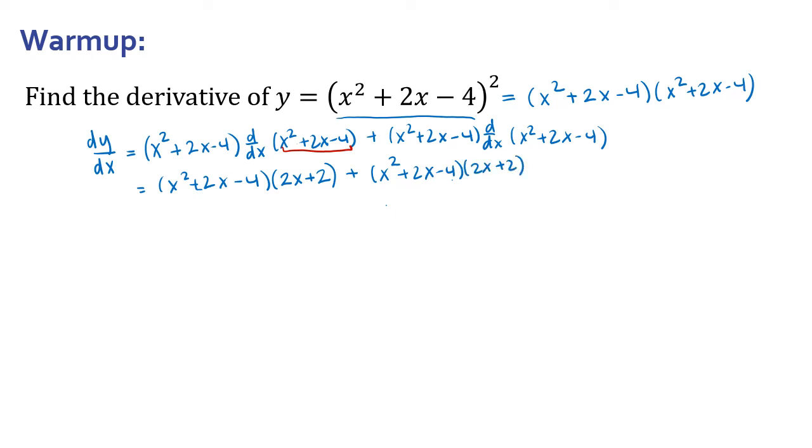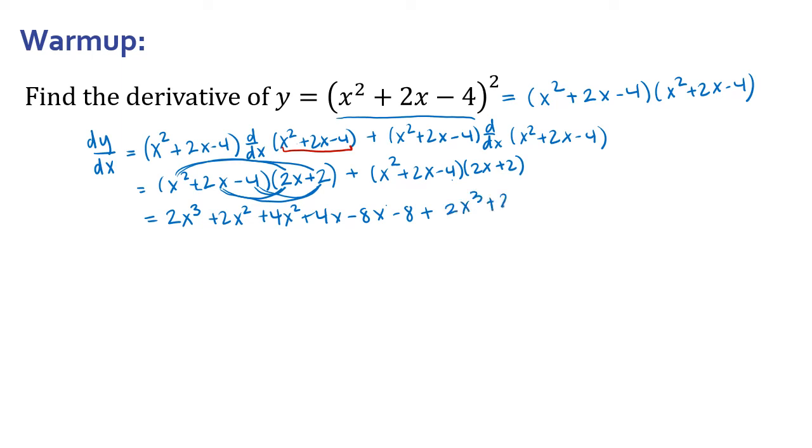Now we've got to multiply this all out. This is going to give us 2x cubed plus 2x squared plus 4x squared plus 4x minus 8x minus 8, plus the same thing: 2x cubed plus 2x squared plus 4x squared plus 4x minus 8x minus 8.